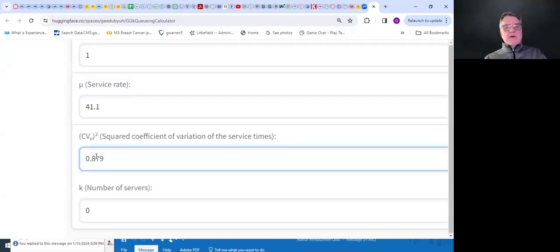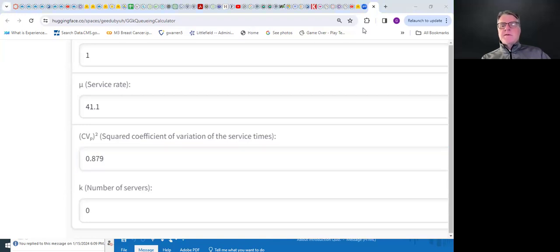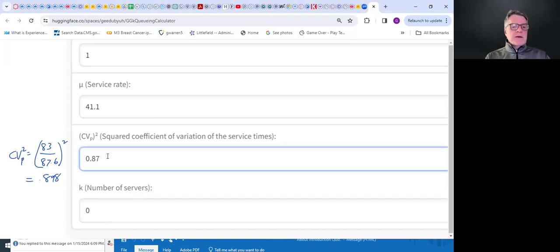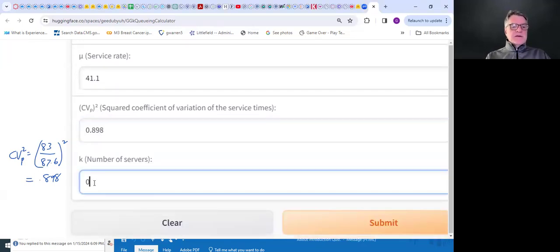I want to justify that to you. So we just said that CV is the standard deviation; CV squared, I'll put a P in there for the processing. So it's the standard deviation of the processing time, which is 83 seconds. You can confirm that in the case doc. And then the mean is 87.6. This is going to come out at some 0.9 and change. And then when you square it, you get 0.898, sorry, not 0.879. So let's do this, 0.898. And then there's one server, because we're analyzing just the single barista.